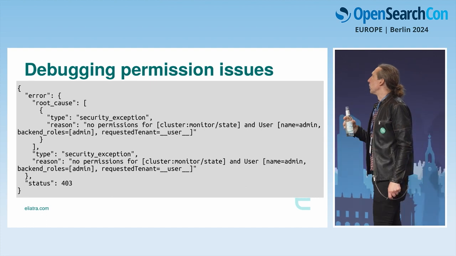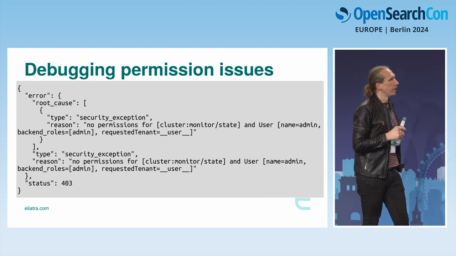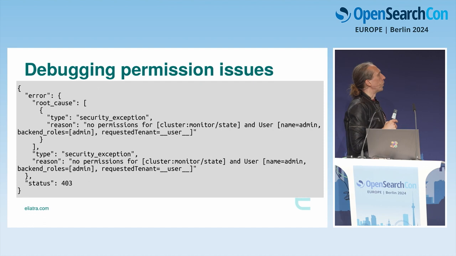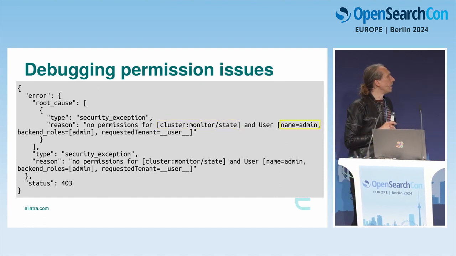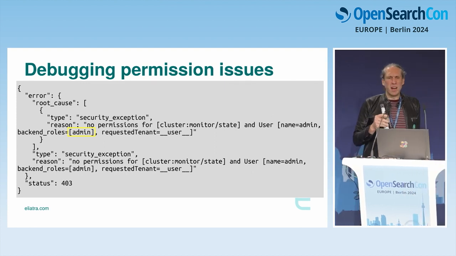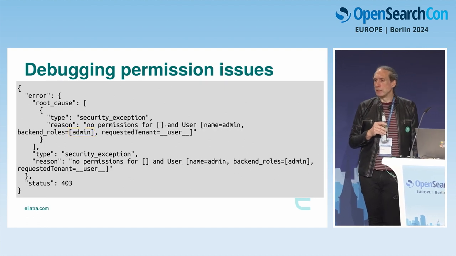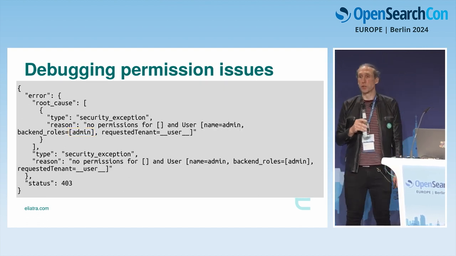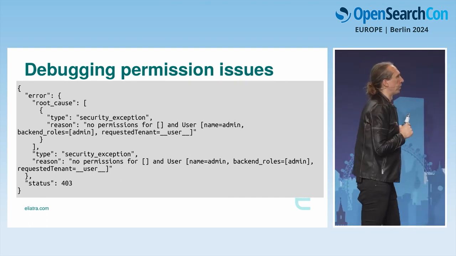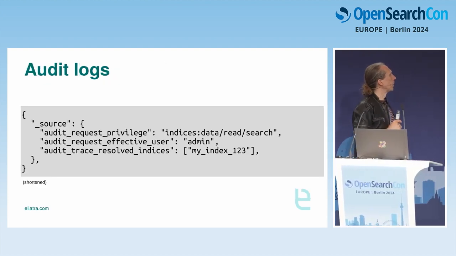The easiest way, or the most direct way, is just to look at the error message you're getting in the REST interface. One error message looks like this. You will have here the action ID, the username, and the backend roles, which are medium helpful in debugging these issues. Also, a funny case is this: no permissions for square brackets. Not too helpful. But there are other ways we can also use for debugging permission issues.